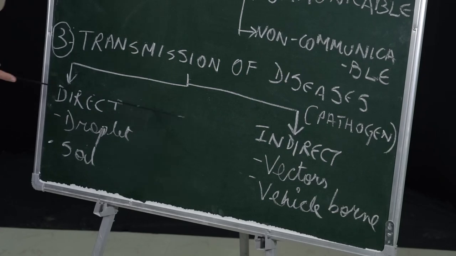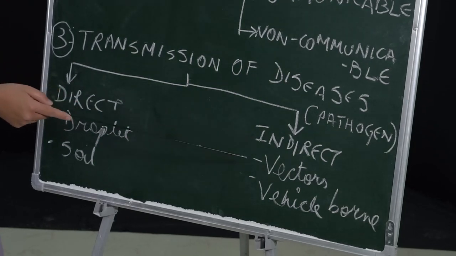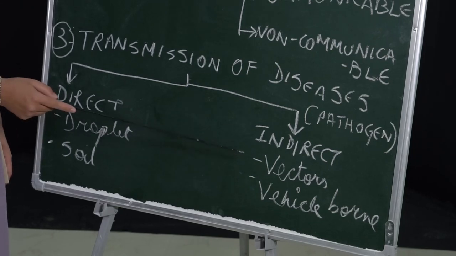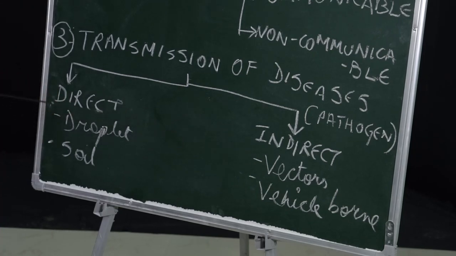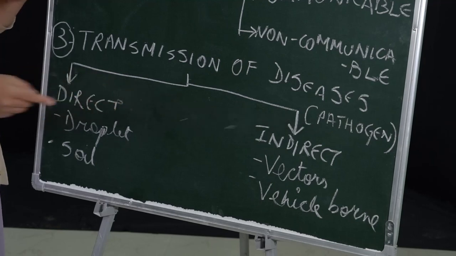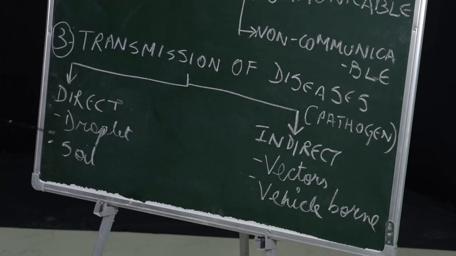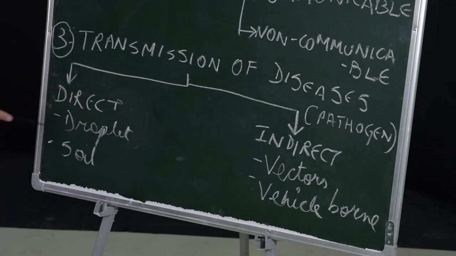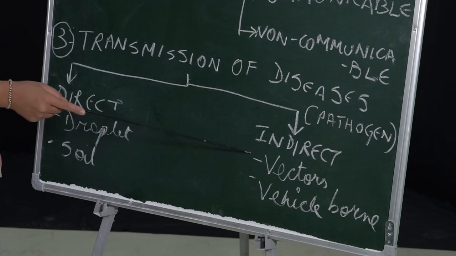In case of indirect transmission, it can be in the form of vectors. So what do you mean by vectors? Basically, vectors are organisms which themselves carry the pathogens, but they do not get infected with the disease. Remember that. That means they do not show the symptoms, they are healthy, but they are the carriers of pathogens. That comes under vectors. So indirectly, you get the disease through vectors.